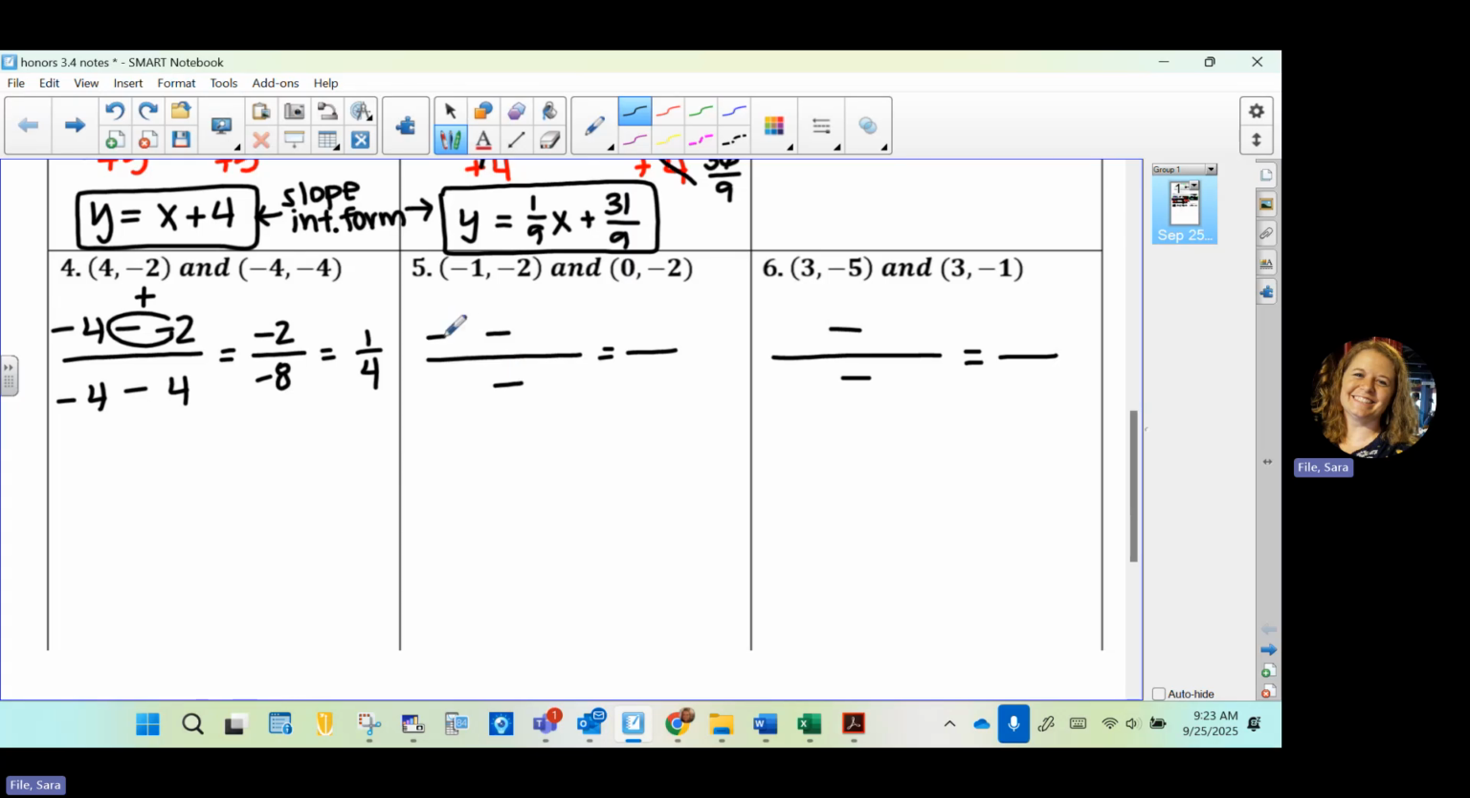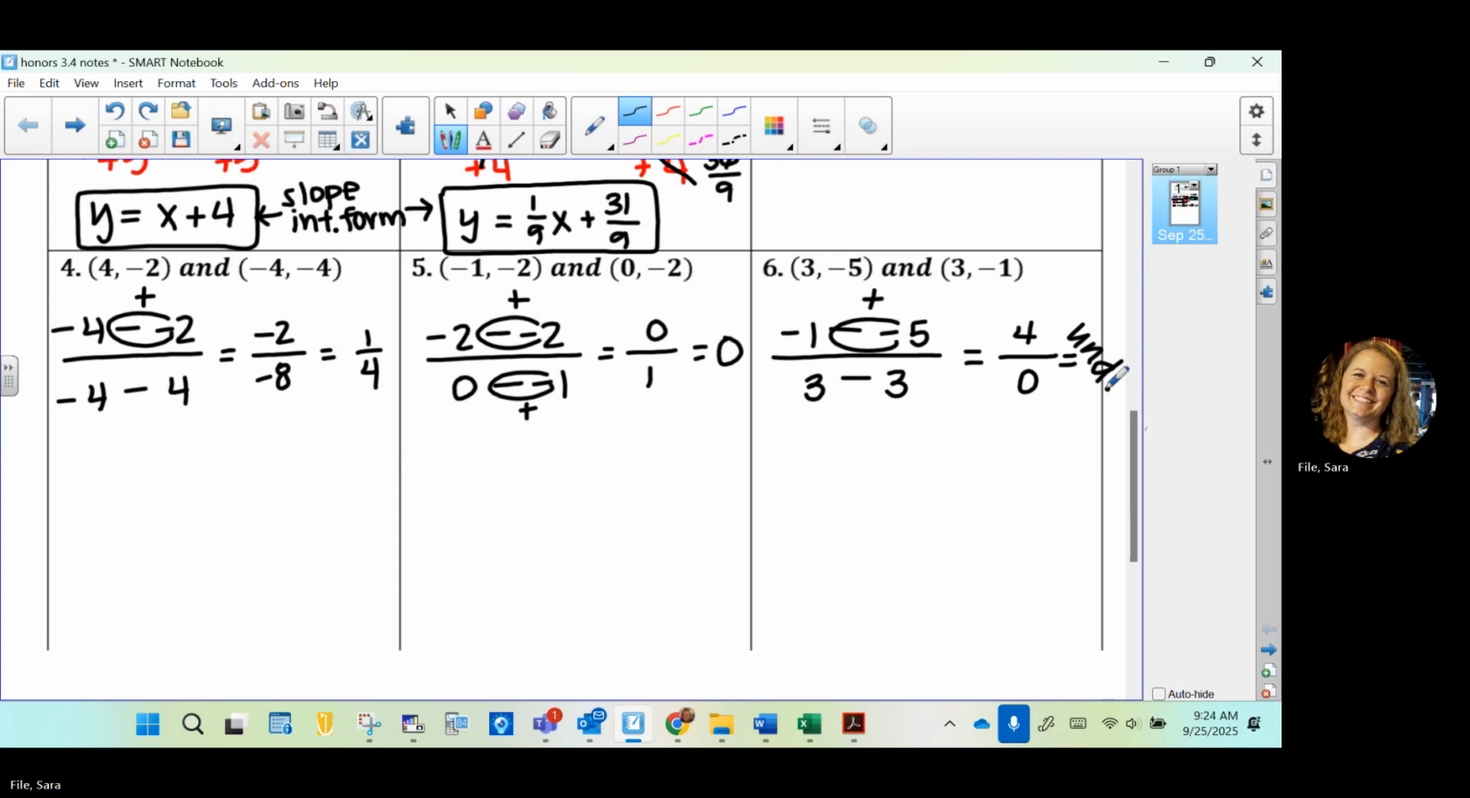Okay, so my y's on 5 are -2 and -2. My x's are 0 and -1. So that comes out to 0 over 1, which is 0. Okay, here my y's are -1 and -5, and my x's are 3 and 3. So that comes out to 4 over 0, which is undefined. Okay, so we'll come back to those that got 0 and undefined in a sec.